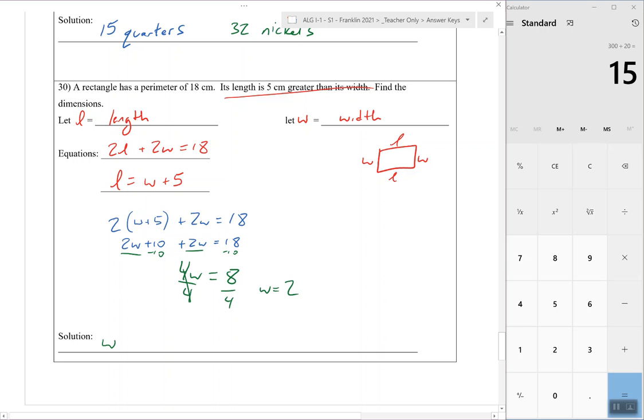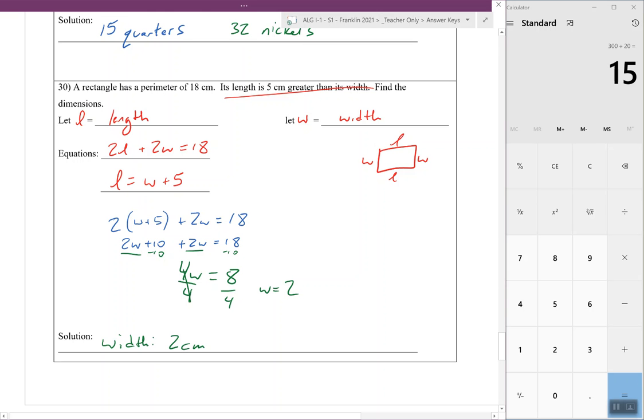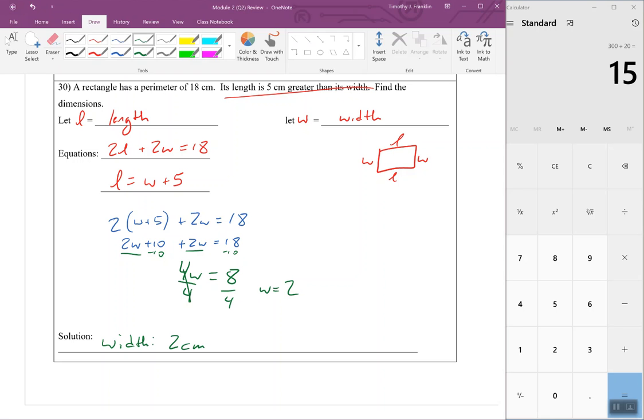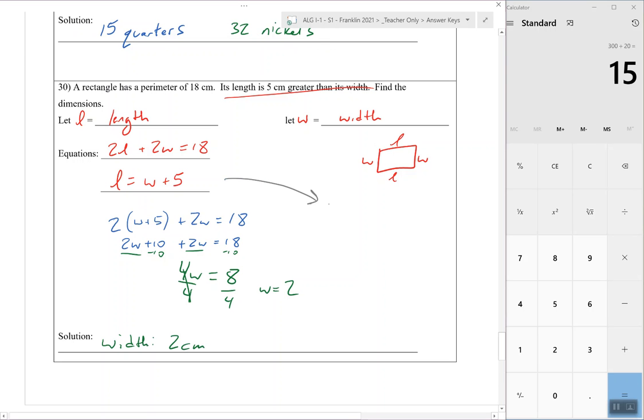So the width is 2 centimeters. Now we can find the length by using this equation here. So L equals, the width is 2, 2 plus 5. So the length is 7. Don't know why I started to write a 5 there. And the length is 7 centimeters. Okay, we got one more problem to look at.